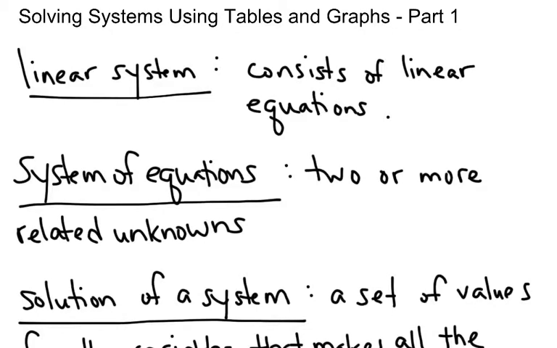Now that we've reviewed graphing linear equations, we're going to talk about systems of equations. A linear system consists of several linear equations. Sometimes it's 2. It could be 3, 4, 10, 100. We're going to focus on systems of 2 linear equations. So a system of equations is 2 or more related unknowns that you can represent as a system of equations.